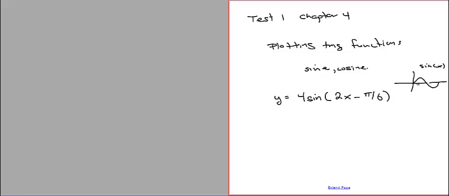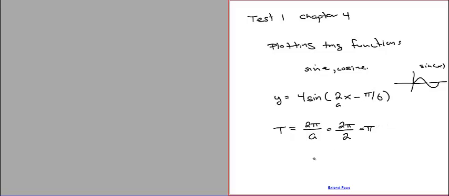Now the period, the change in x required for you to go through one cycle, is determined by this number here. So remember, the period is equal to 2 pi divided by this number a, if you want to call that small a. So in our case here, it would be 2 pi divided by 2, or pi. So things happen twice as quickly. Instead of taking 2 pi to go one full cycle, it only takes pi to go one full cycle.